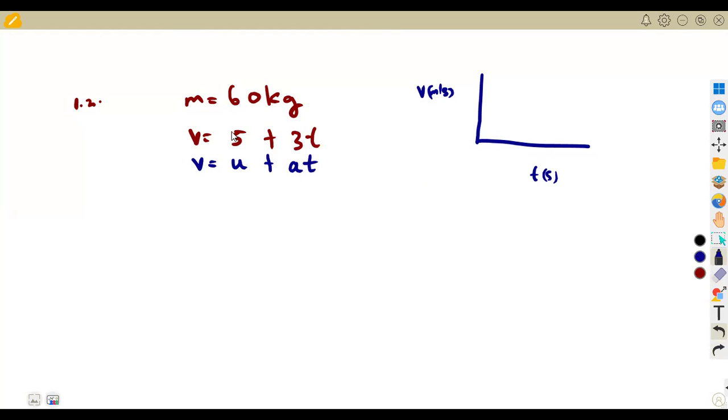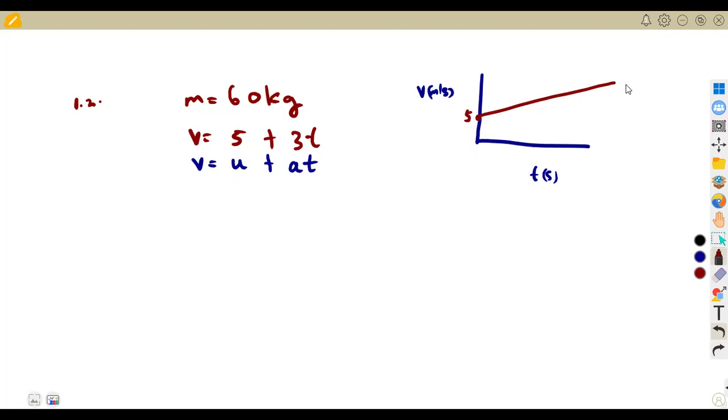What does it tell you? It tells you that the U, which is our initial velocity, is 5. A, which is the acceleration, is positive 3. That is what we are told. So, meaning to say our object is not starting from 0. No, it is starting at a certain point, at 5 meters per second, but is moving in a straight line.